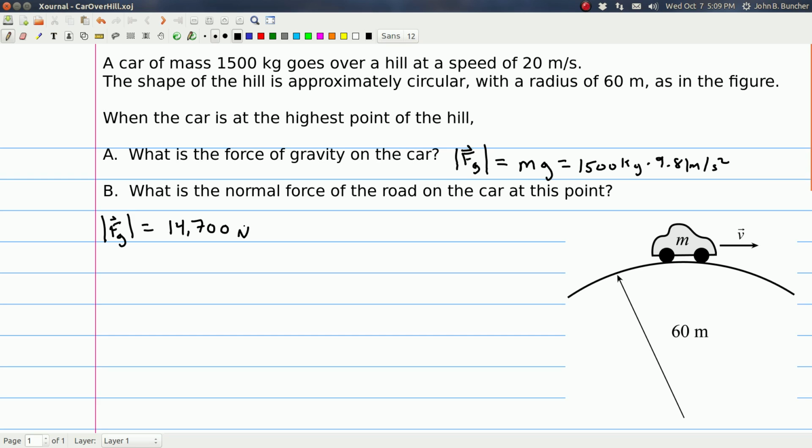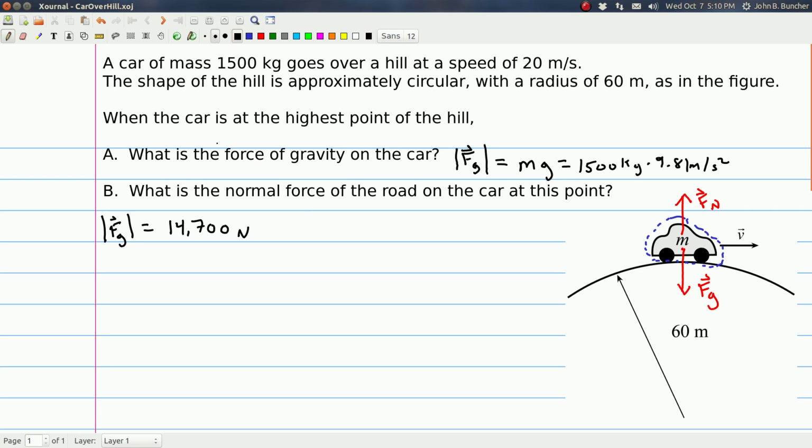Next up, we want to find the normal force of the road on the car. Since we're dealing with forces, we're going to want to think about our system and what object we're interested in and draw our dashed line. So we're going to look at the car, because I'm interested in the normal force of the road on the car. So we draw our dashed line around the car, and we draw the forces acting on the car. So I've got the weight pulling straight down on the car, and the normal force perpendicular to the road acting on the car.